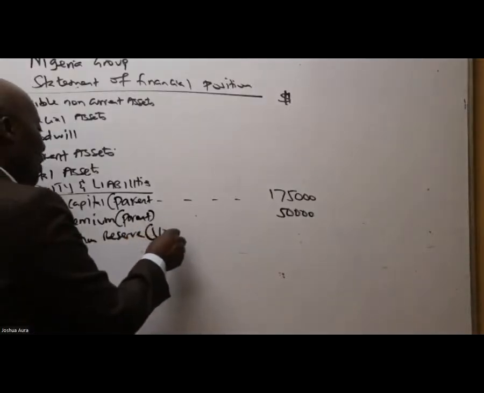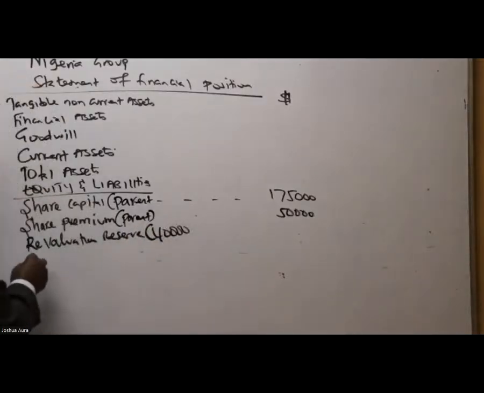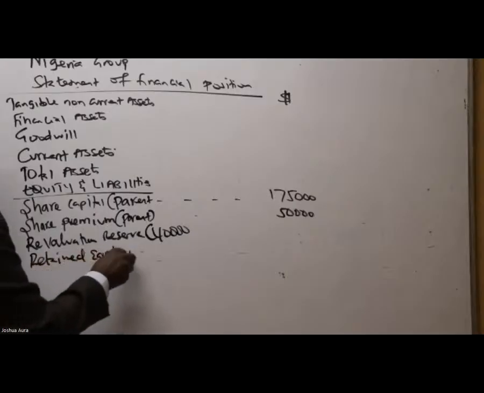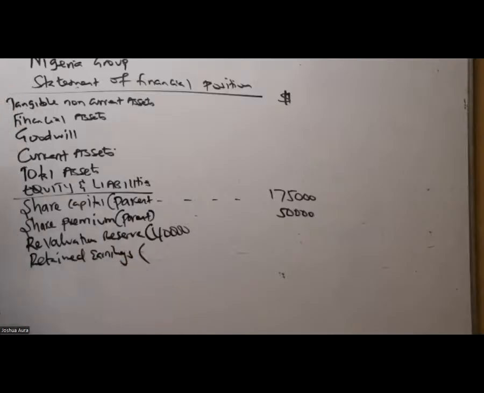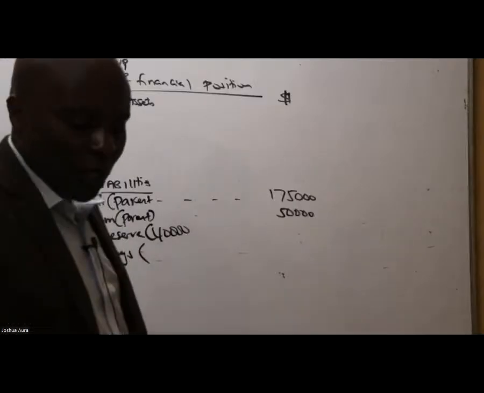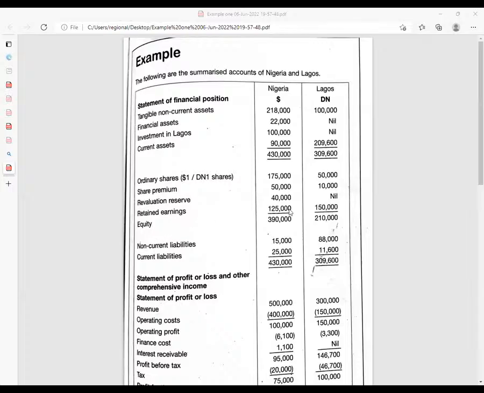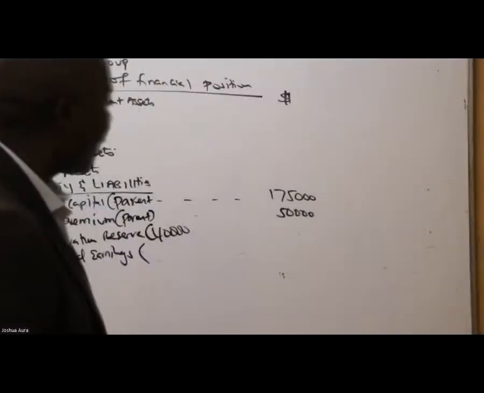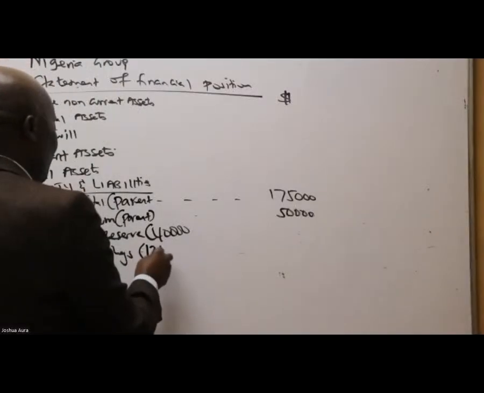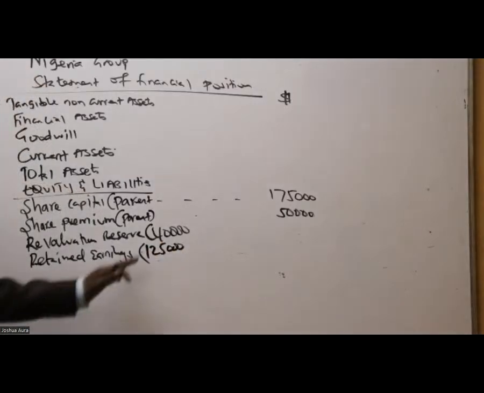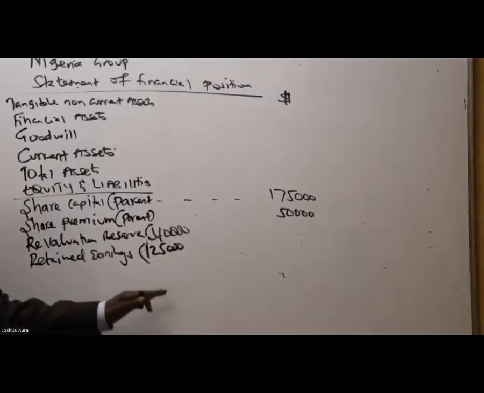So we have here 40,000, just like retained earnings, which may need some adjustments. You pick the one of the parent only, with room for making adjustments later on with any post-acquisitions. So retained earnings, 125,000, like that. I'm putting them here because later on I'll be doing some adjustments.